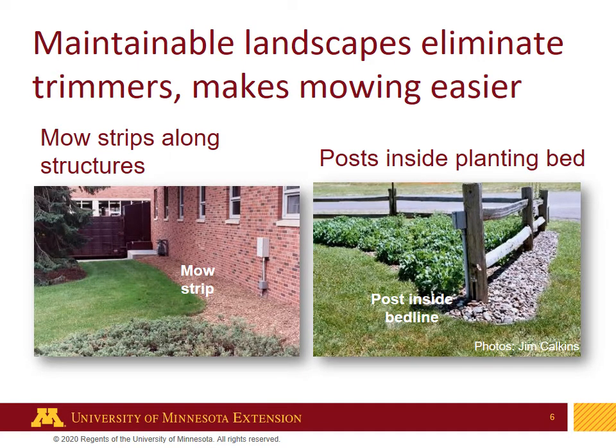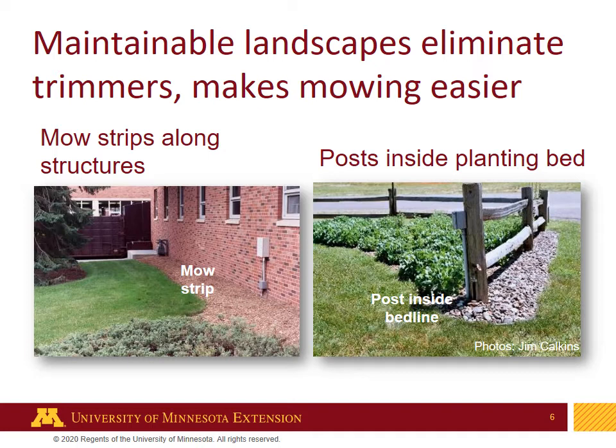Maintainable landscapes will eliminate these trimmers and also make mowing easier. Mowing is a big job, and whatever feeling you have about turf grass, we have a lot of turf grass in Minnesota. And so we want to make it as easy for people to keep it healthy and trimmed. And in this case, we have 2 solutions. One is a mow strip that's along the building, the brick building. You can see it's just a mulched area, kind of an out-of-the-way space, but you can easily just run your mower wheel right along that mow strip, and then you don't have to come back and trim.